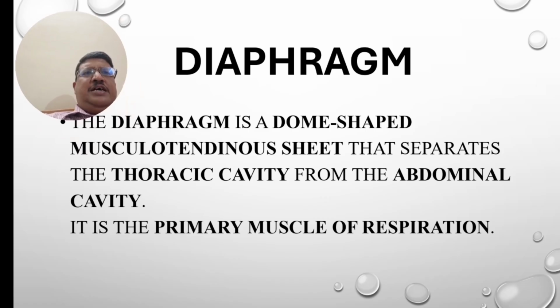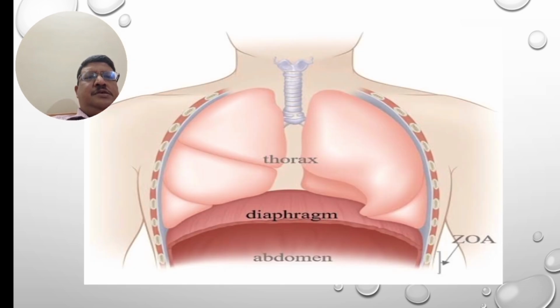Now coming to the diaphragm. The diaphragm is a dome-shaped musculotendinous sheet that separates the thoracic cavity from the abdominal cavity. It is the primary muscle of respiration. So this is the structure of the diaphragm. It is just below the lungs and above the abdomen.